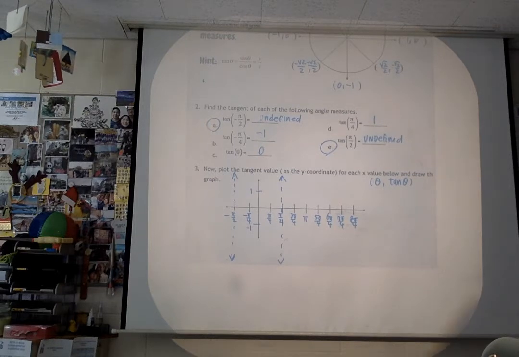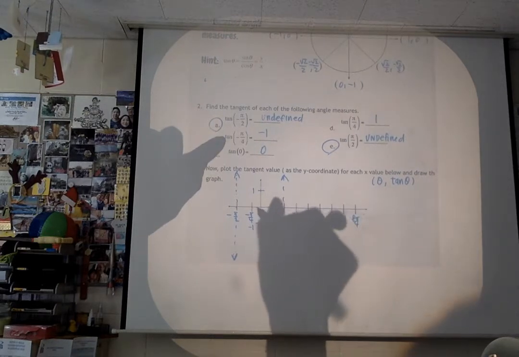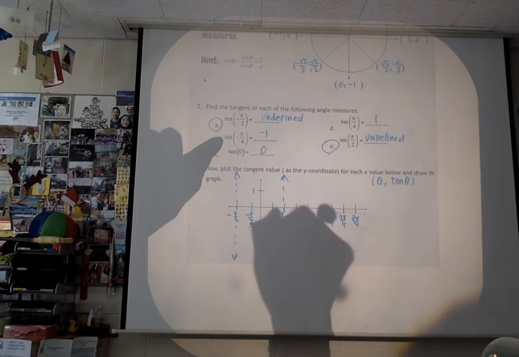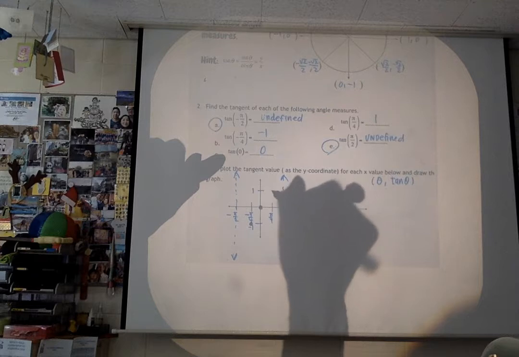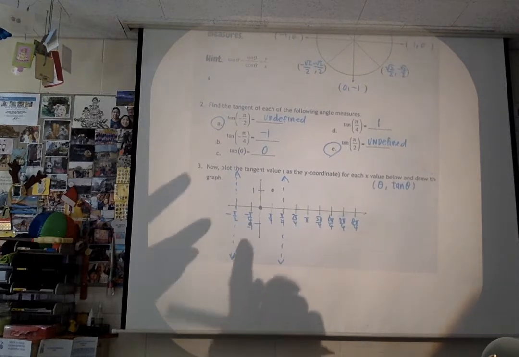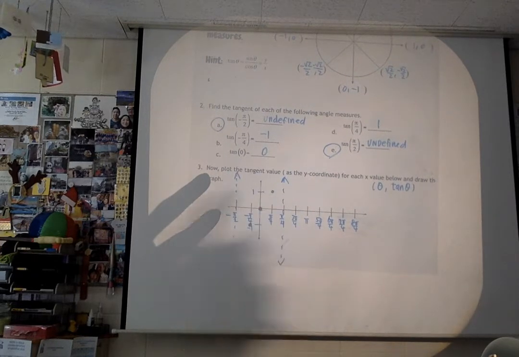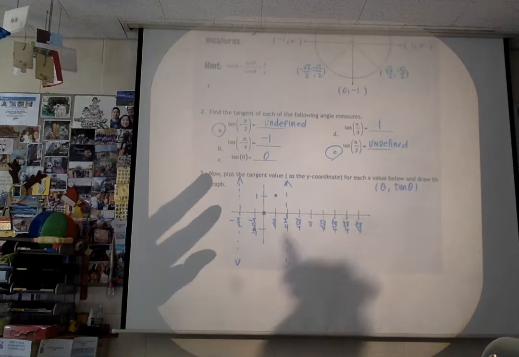All right, now let's do this. At negative pi over 4, it's negative 1, so I'm going to go down to negative 1. At 0, it's 0. At pi over 4, it's 1. And you guys, those are the 5 points: 2 asymptotes, and then 3 points between is all I need for you guys for a tangent graph.